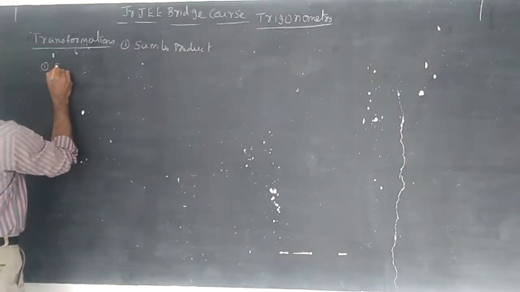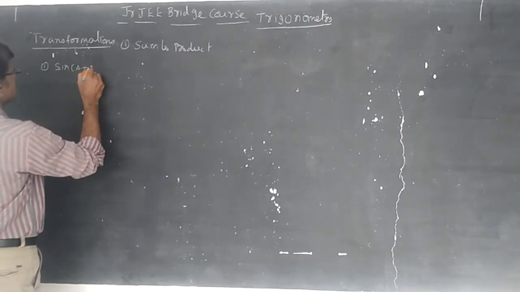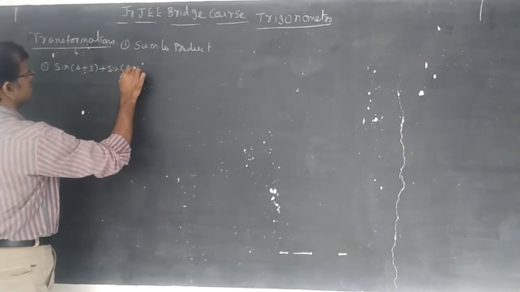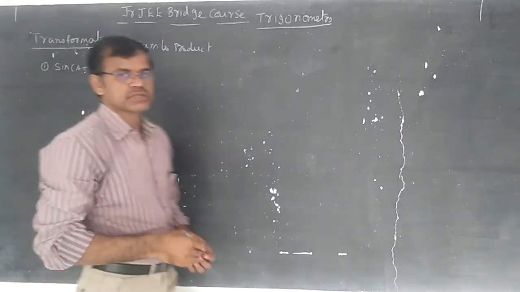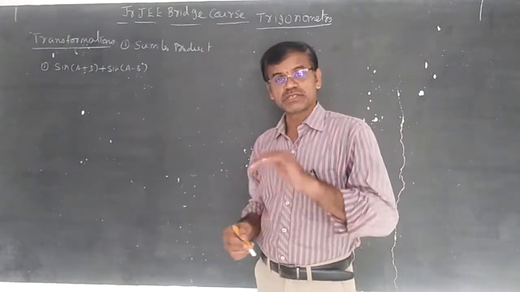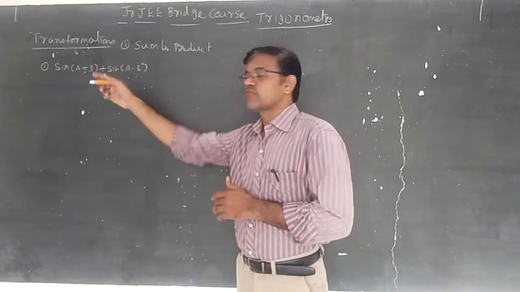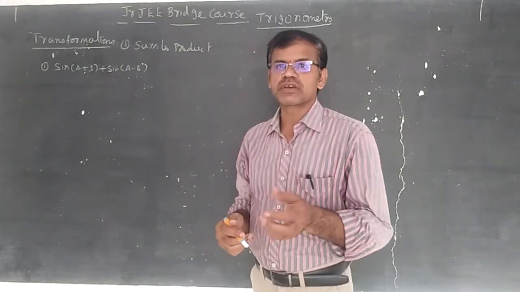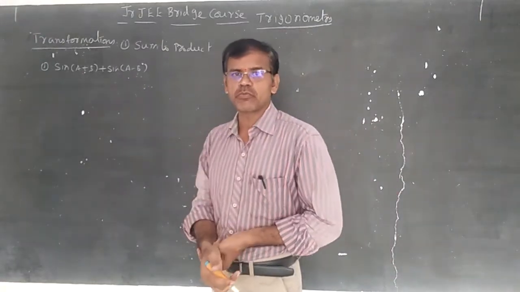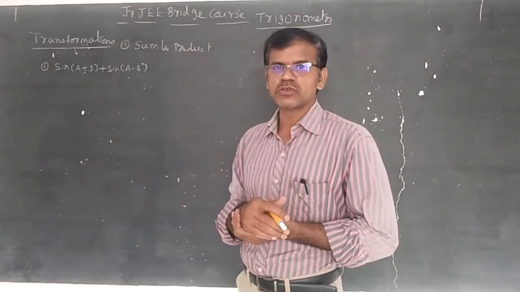First one, sin of A plus B plus sin of A minus B. Sum to product means the formula depends upon the trigonometric ratios of compound angles: the sum or difference of the compound angles becomes a product of two trigonometric functions. So sum is transferring into product, and later we can discuss product transferring into sum also.